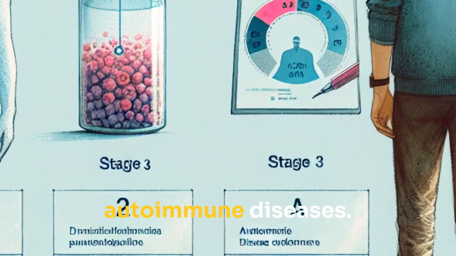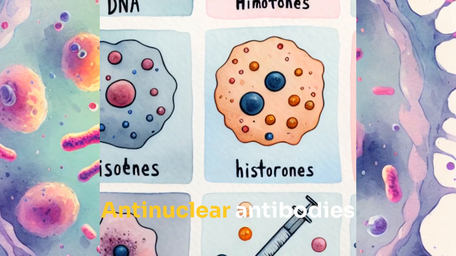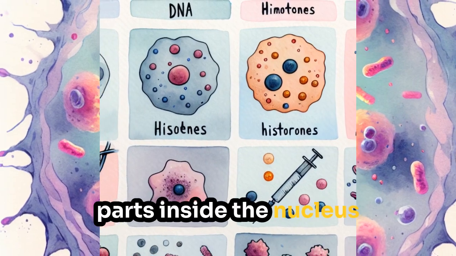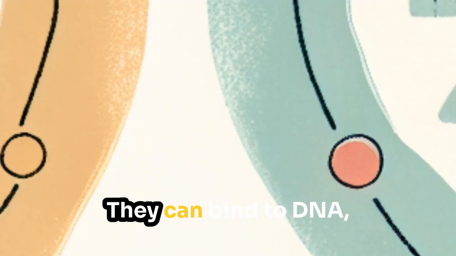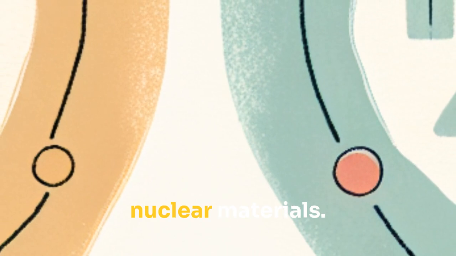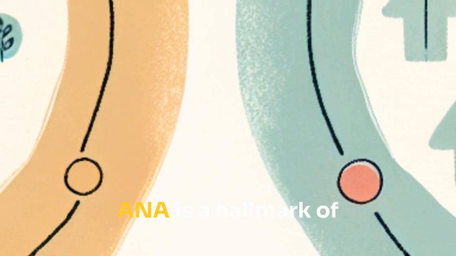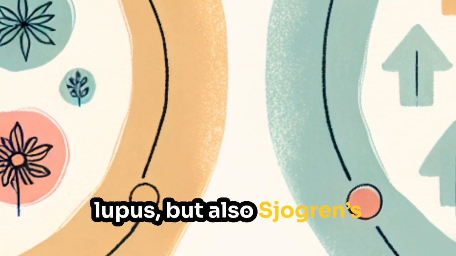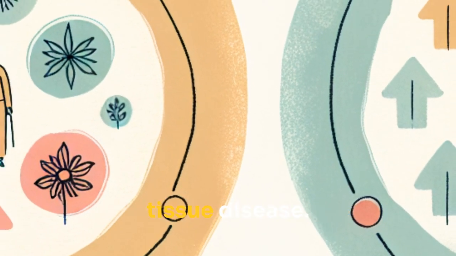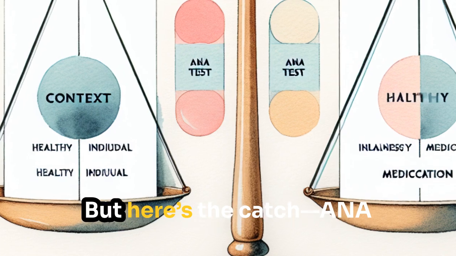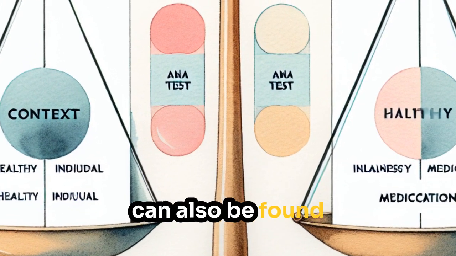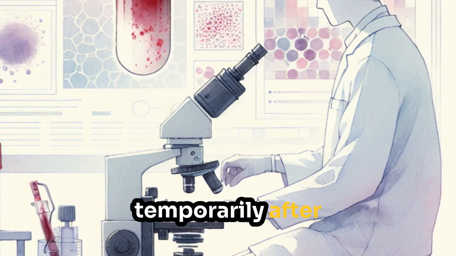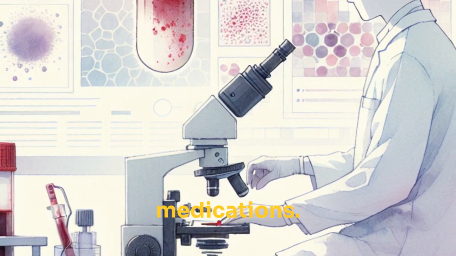for diagnosing autoimmune diseases. Antinuclear antibodies are immune proteins that mistakenly target parts inside the nucleus of our own cells. They can bind to DNA, histones, and other nuclear materials. ANA is a hallmark of several autoimmune conditions, especially lupus, but also Sjogren's syndrome, scleroderma, and mixed connective tissue disease. But here's the catch. ANA can also be found in healthy people, especially older adults. It can even appear temporarily after infections or certain medications.